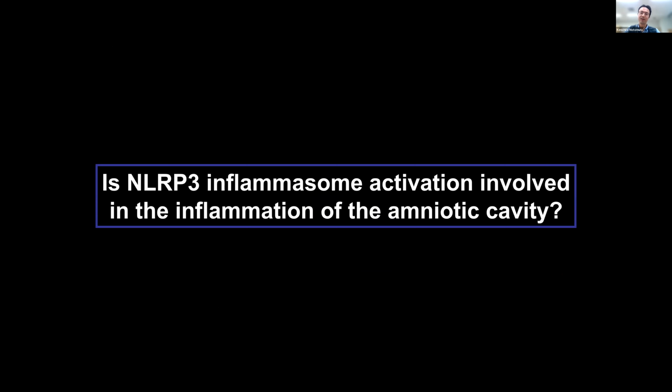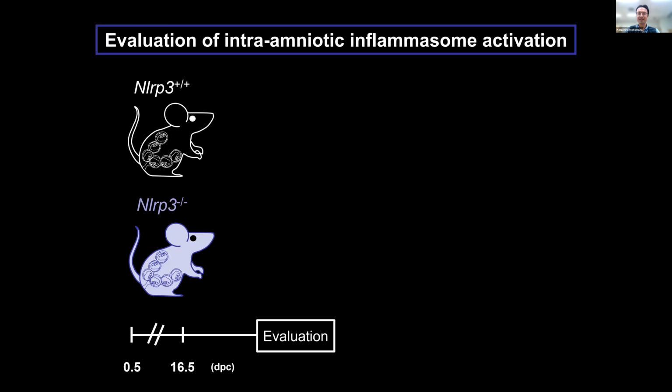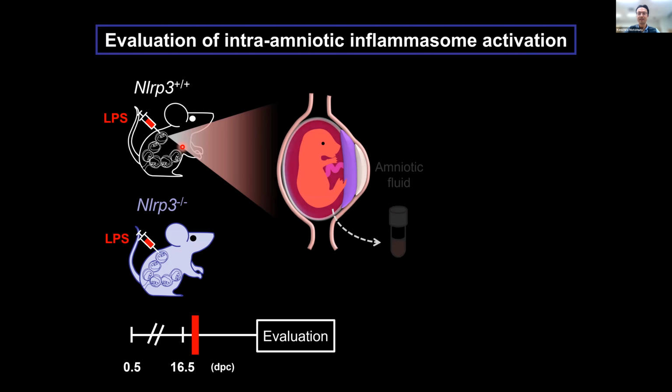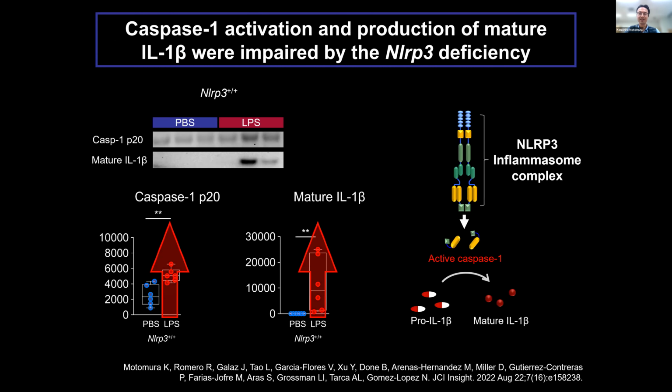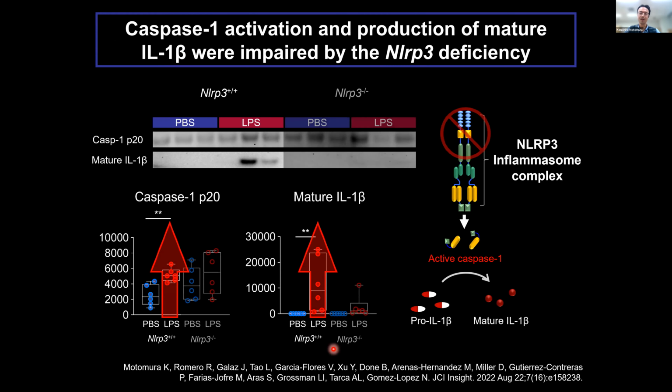So given that preterm birth is causally linked to intra-amniotic inflammation, we next wondered whether NLRP3 inflammasome activation is involved in inflammation of the amniotic cavity. We intra-amniotically injected NLRP3 knockout and wild-type mice with LPS and collected amniotic fluid to determine inflammasome activation. We observed caspase-1 activation and an increased level of mature interleukin-1 beta in wild-type mice, but this was not observed in knockout mice.